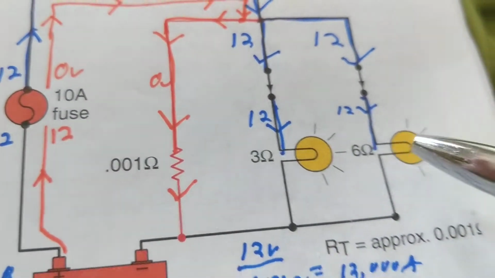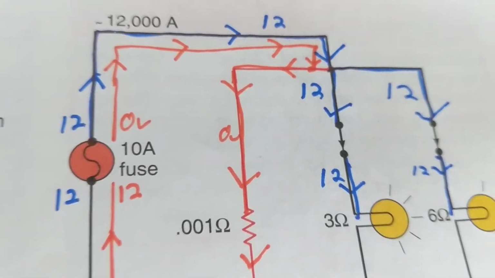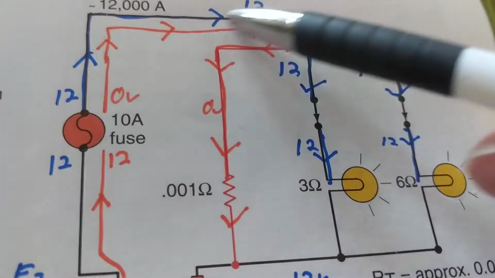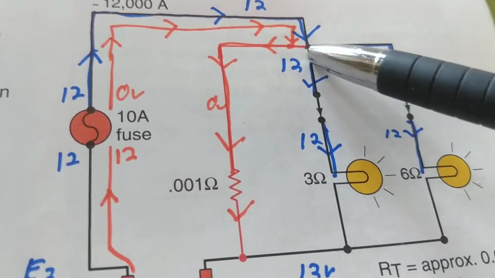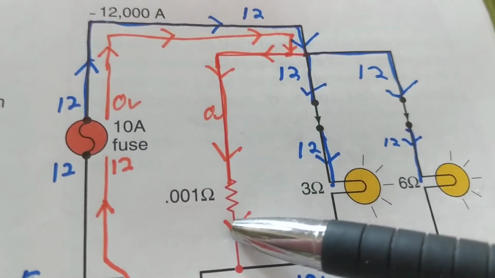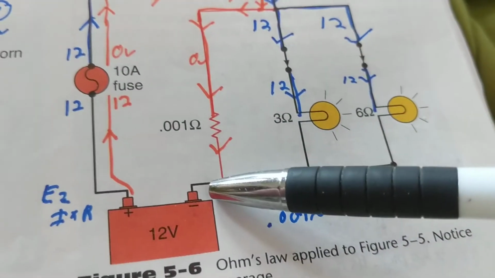If this is 3 ohms and this is 6 ohms, right? The current will flow through this one. This has less resistance than this. This is the path with the shortest amount of resistance. This is a short to ground.